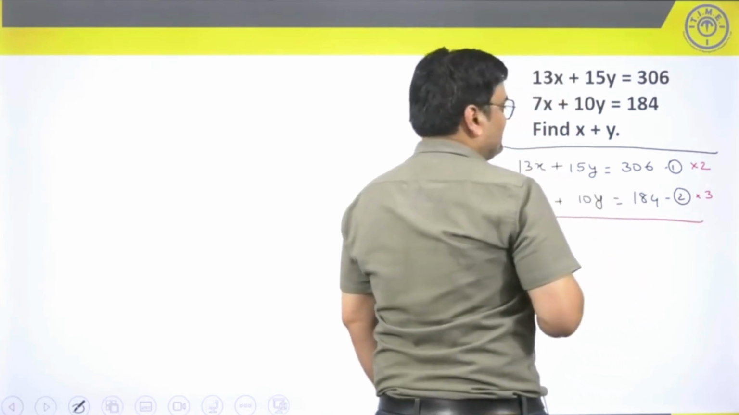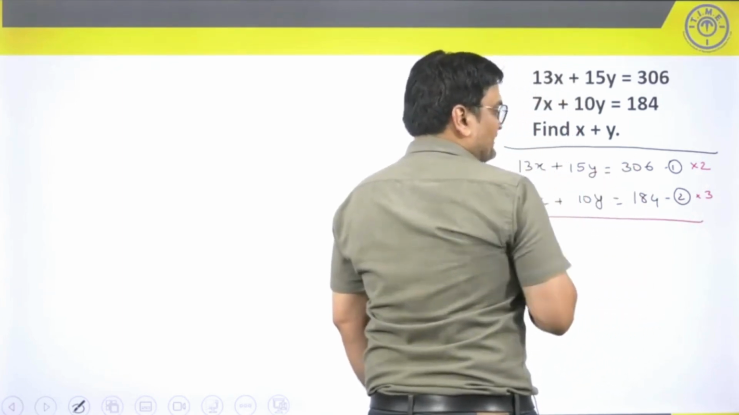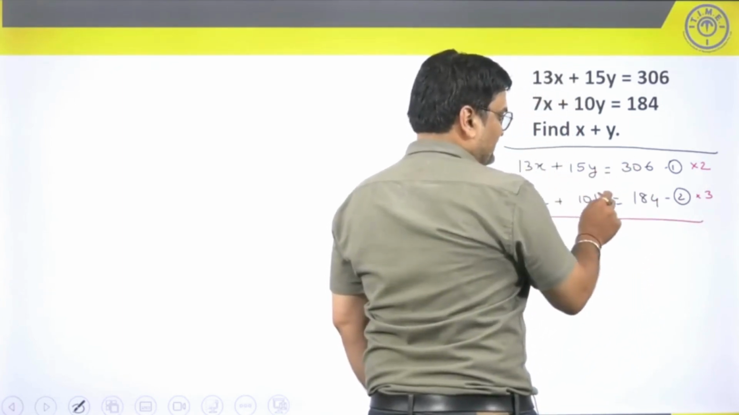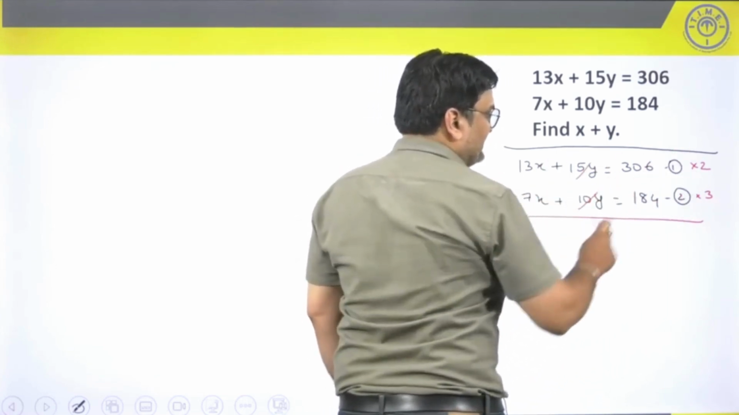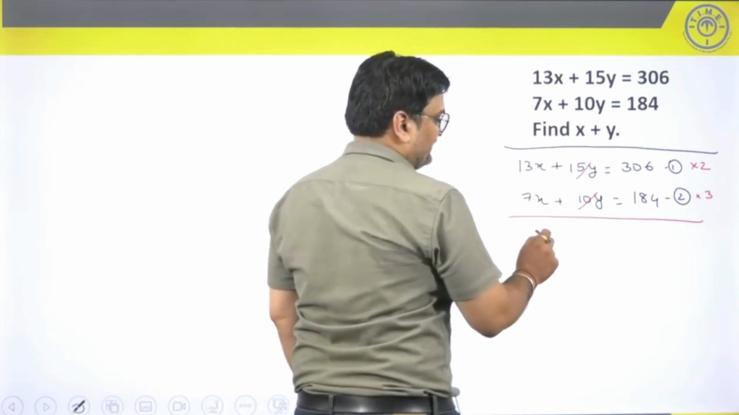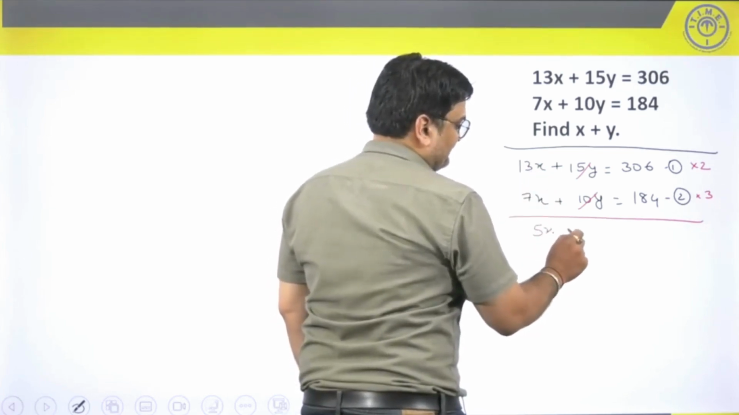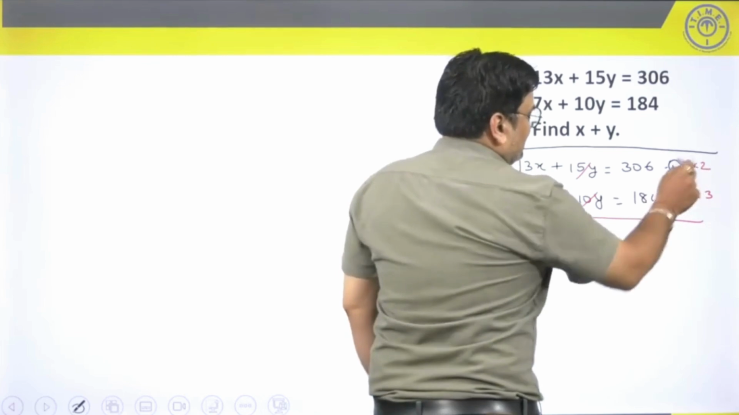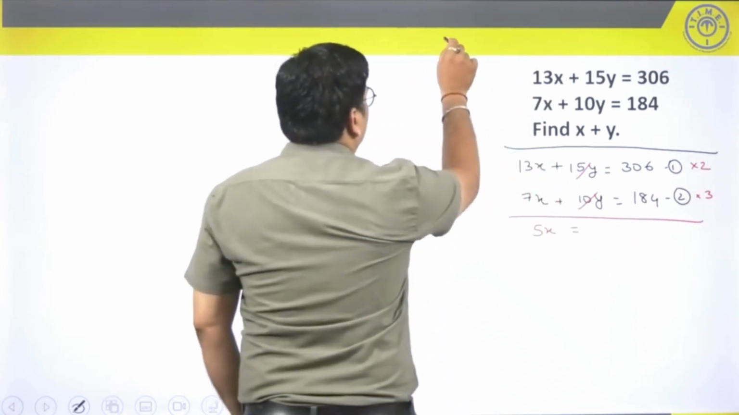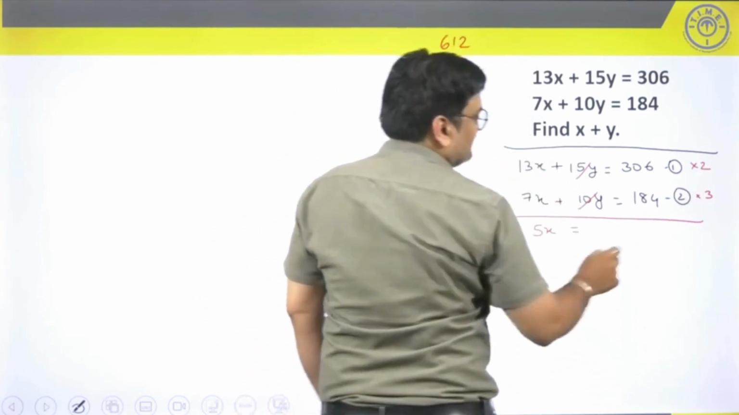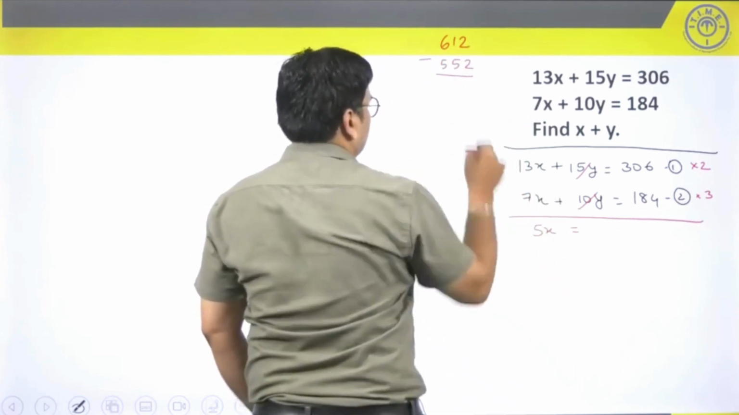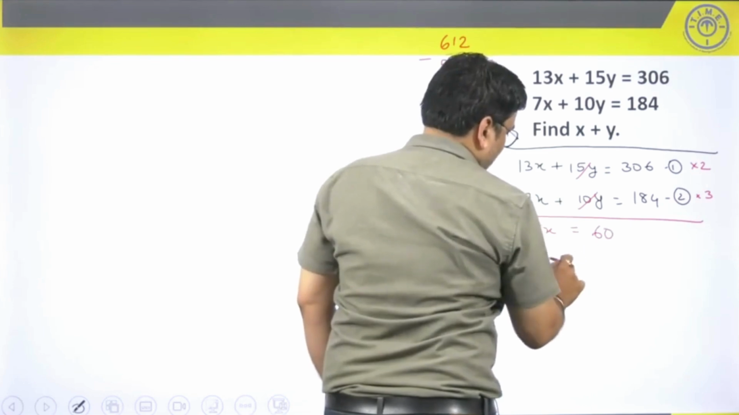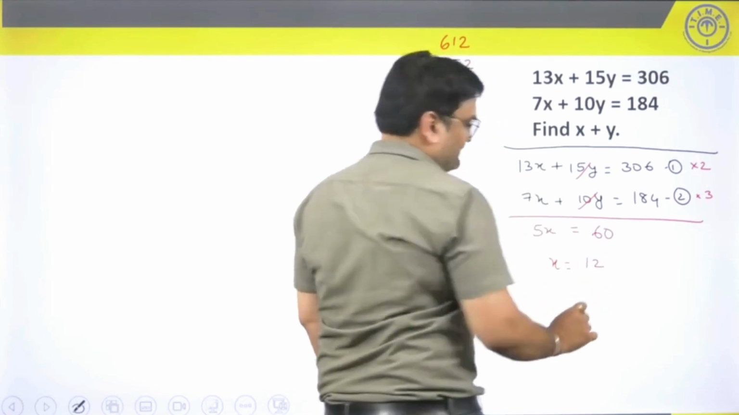When you do that, what do we get? 15 into 2 is 30y minus 10 into 3 is 30y, which cancels out. 13 into 2 is 26, 7 into 3 is 21, so 26x minus 21x will be 5x. 306 into 2 is 612 minus 184 into 3 is 552, which gives us 60. So from this we get the value of x as 60 by 5, which is 12.